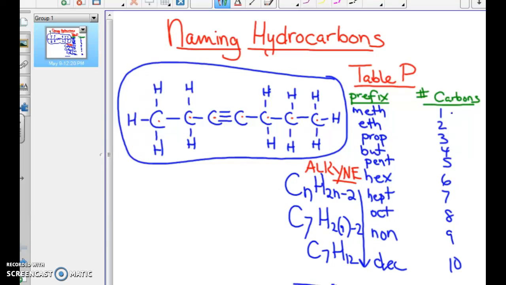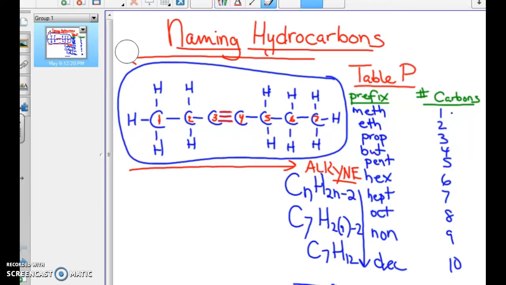But be careful. I know in English we read from left to right. However, it is possible that you will have to number a molecule from right to left. It depends on this question. You always start numbering from the end closer to the double bond, or in this case, the triple bond. Well, clearly, the left is closer than the right. So because the left side is closer, I'm going to make this carbon number 1. Carbon number 2, 3, 4, 5, 6, and 7. So coincidentally, just as in English, we number from left to right.